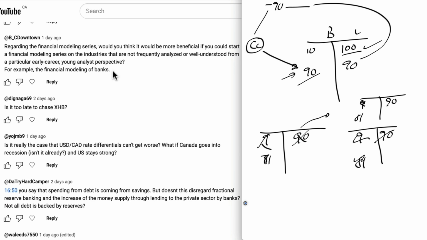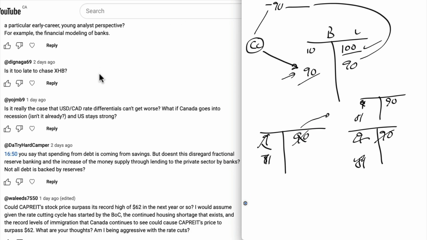Financial modeling series, would you think it would be more beneficial if you could start a financial modeling series on the industries that are not frequently analyzed or well understood from particular early career? Not really, no. That would just make it more difficult. What you want is to demonstrate the modeling process by using something that is not extremely well understood, but something that is not difficult to understand. Some companies are difficult to understand, and it just makes the job a lot harder.